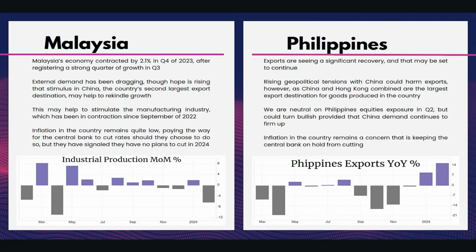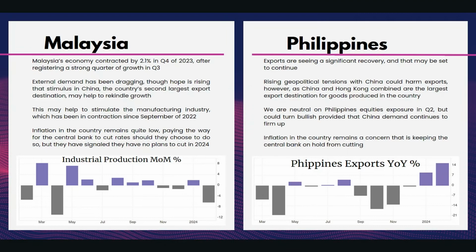Both countries have somewhat different trajectories. Starting off with Malaysia, Malaysia's economy contracted by 2.1% in the fourth quarter of 2023 after registering a strong Q3. This does have us a little concerned, particularly because external demand has been dragging. And Malaysia does a lot of business with China. China is really their second largest export destination. So however the Chinese consumer is doing, however Chinese exports are doing, those two variables have a big effect on demand for Malaysian exports. And we can see China's not recovering the way that we would hope on those two metrics. So it does put some pressure on Malaysia.